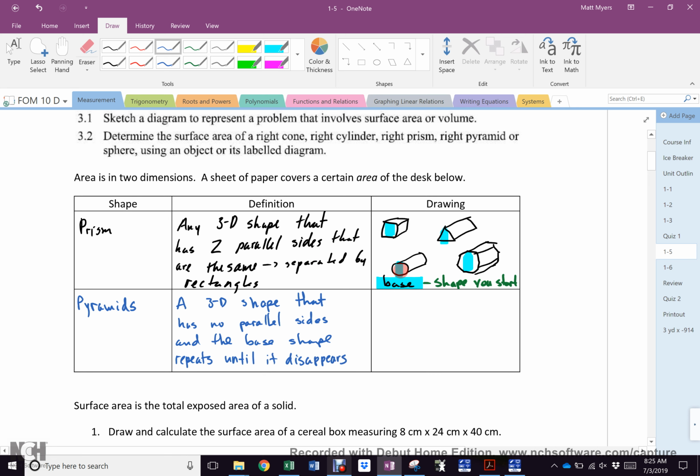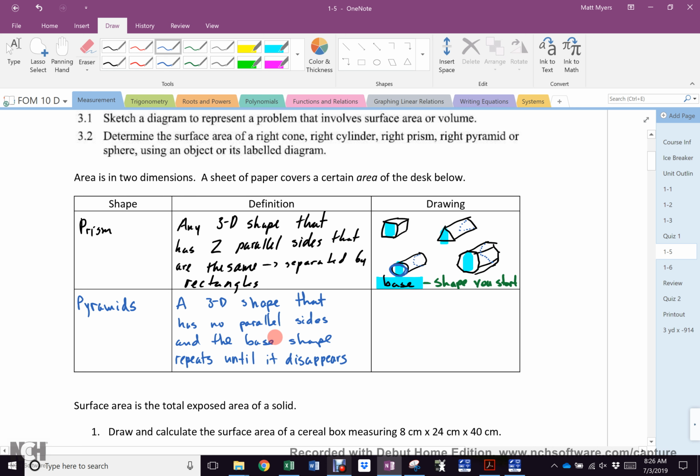So, in a prism, I started with the base shape of a circle, right? What shape is back here at the end of the prism? What shape is right there? Another circle. In this one, what did I start with? A triangle. What shape is back here? That same triangle, right? In this one, what did I start with? An octagon. And what shape is back here? Another octagon. The shape stays the same all the way along, right?